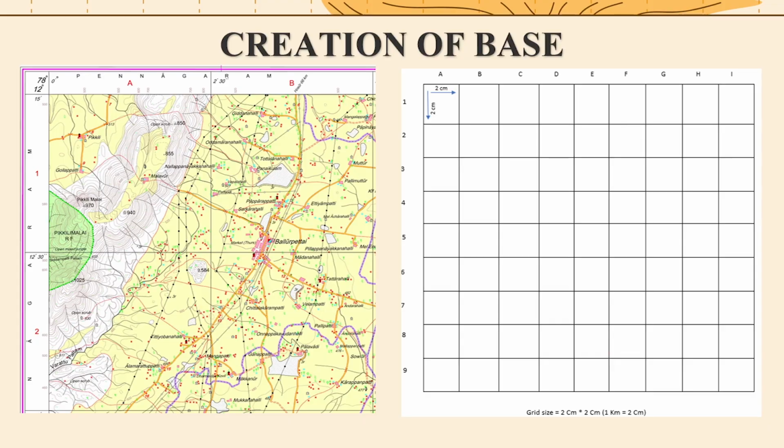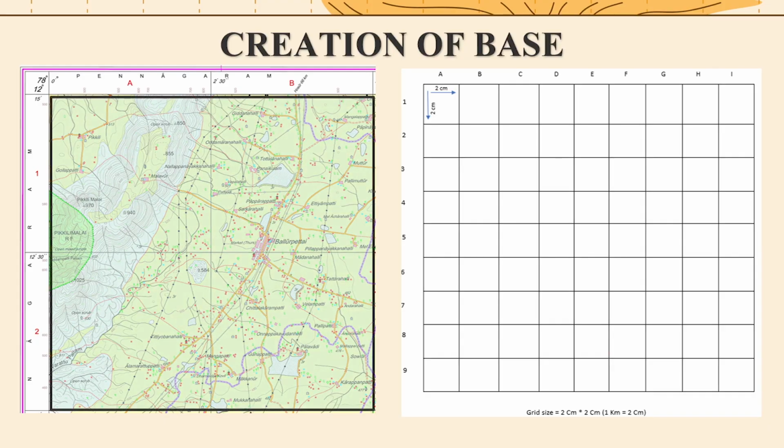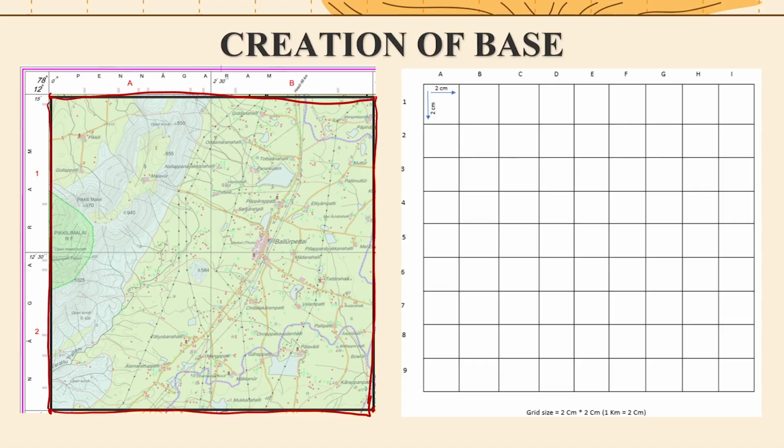Now, coming to the creation of the base, as already mentioned, it is very important to place the tracing sheet on top of the topo sheet. Once you are done with placing the tracing sheet, the first step is to carefully mark the boundary of your quadrant. Once after doing this, you are going to connect it with the help of a ruler. Once this step is executed, the second step, as already said, is to draw 2 centimeter into 2 centimeter grids, which you can do with the help of a ruler again.